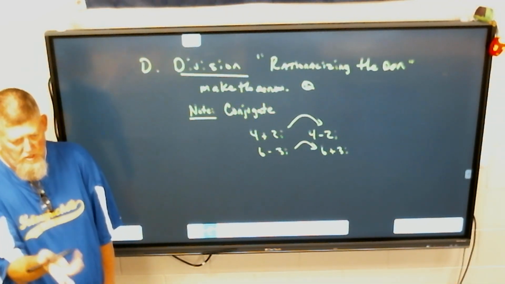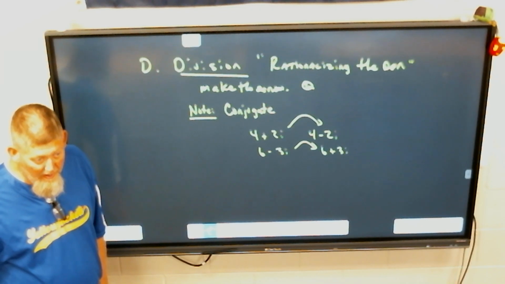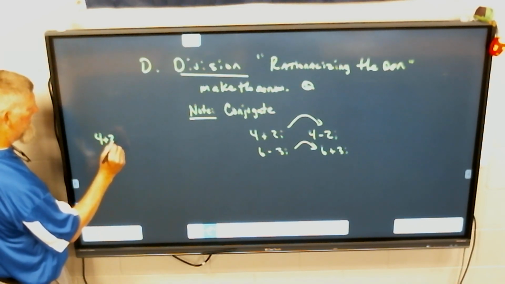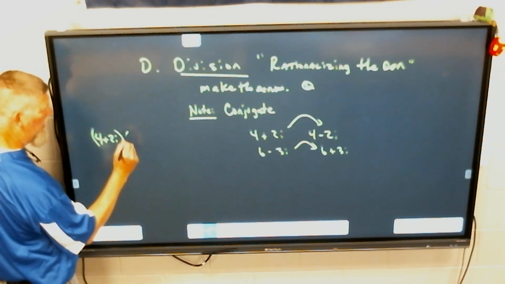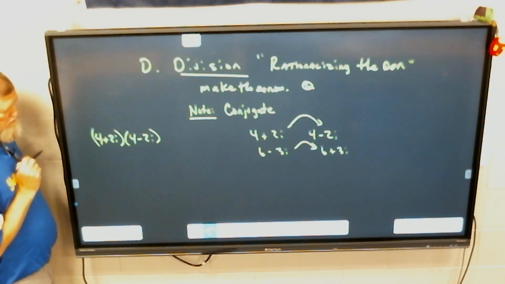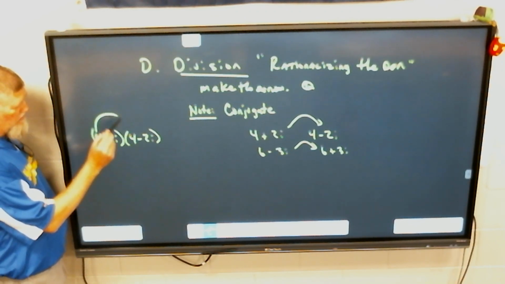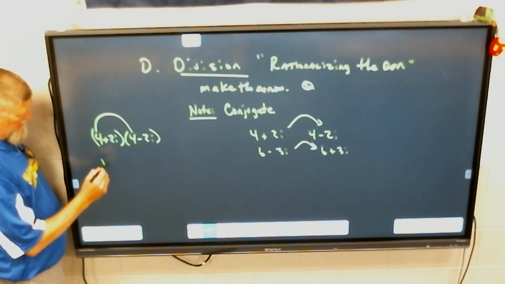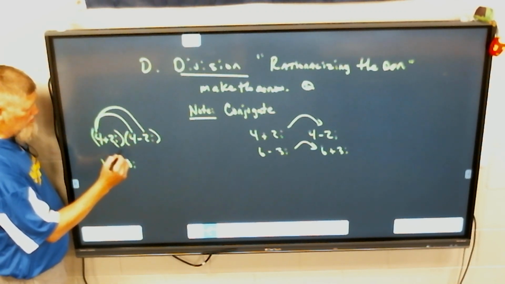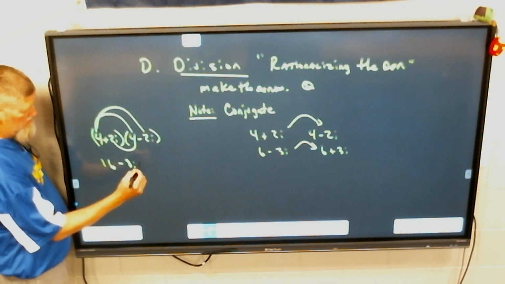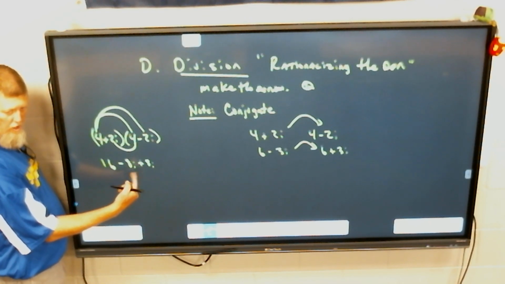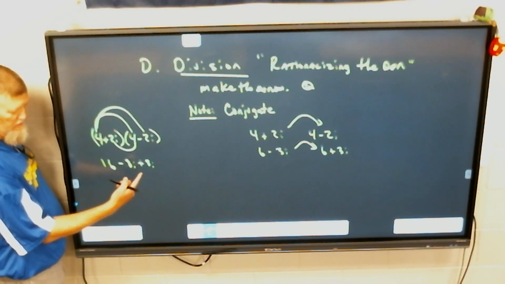Now the question is, why? How does that help? Well, let's see what happens. Let's take 4 plus 2i and multiply by its conjugate: 4 plus 2i times 4 minus 2i. What's 4 times 4? 16. What's 4 times negative 2i? Negative 8i. What is 2i times 4? Positive 8i. What's going to happen to those two? They cancel out. Negative 8i plus 8i is 0.